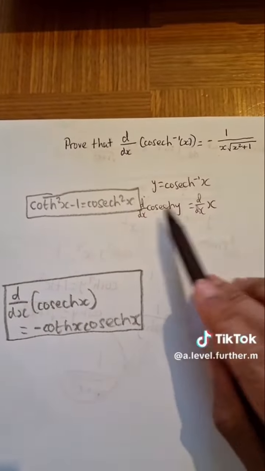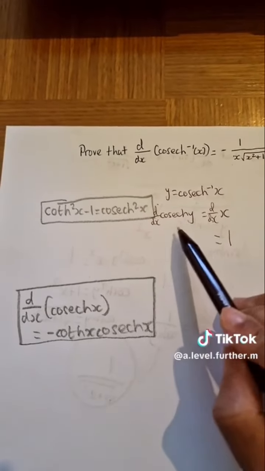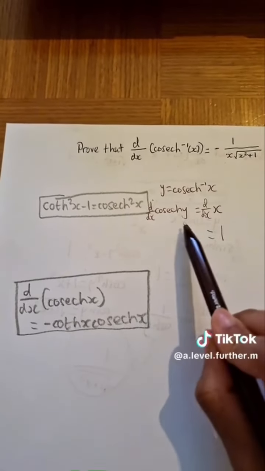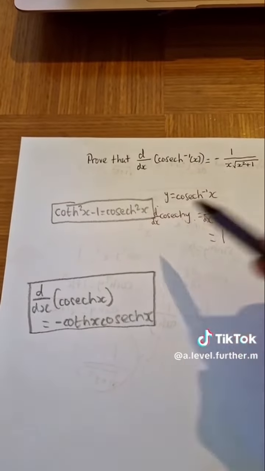What you then want to do is differentiate both sides with respect to x. So when you differentiate the right hand side with respect to x, that's just 1. When you differentiate cosech of y, that'll get you minus coth of y cosech y, but then you have to multiply it by dy/dx, because this is in terms of y, and we're differentiating with respect to x.